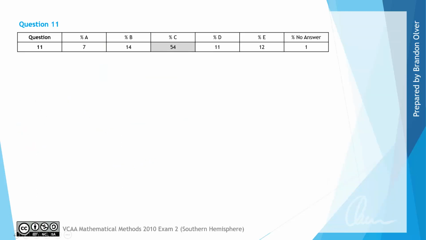And from the examiner's report, we can see that 54% of students got this question correct, which means that it was a reasonably challenging question in the exam.